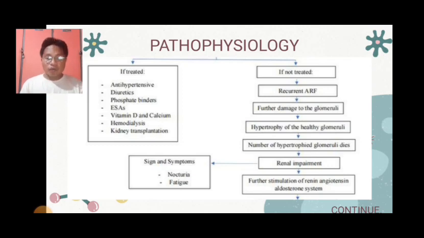This condition, of course, can lead to progressive damage to the glomeruli and other structures within the kidneys. And then that can cause renal impairment. Ano ba yung renal impairment? Alam naman natin yan, naging failure na yan siya.